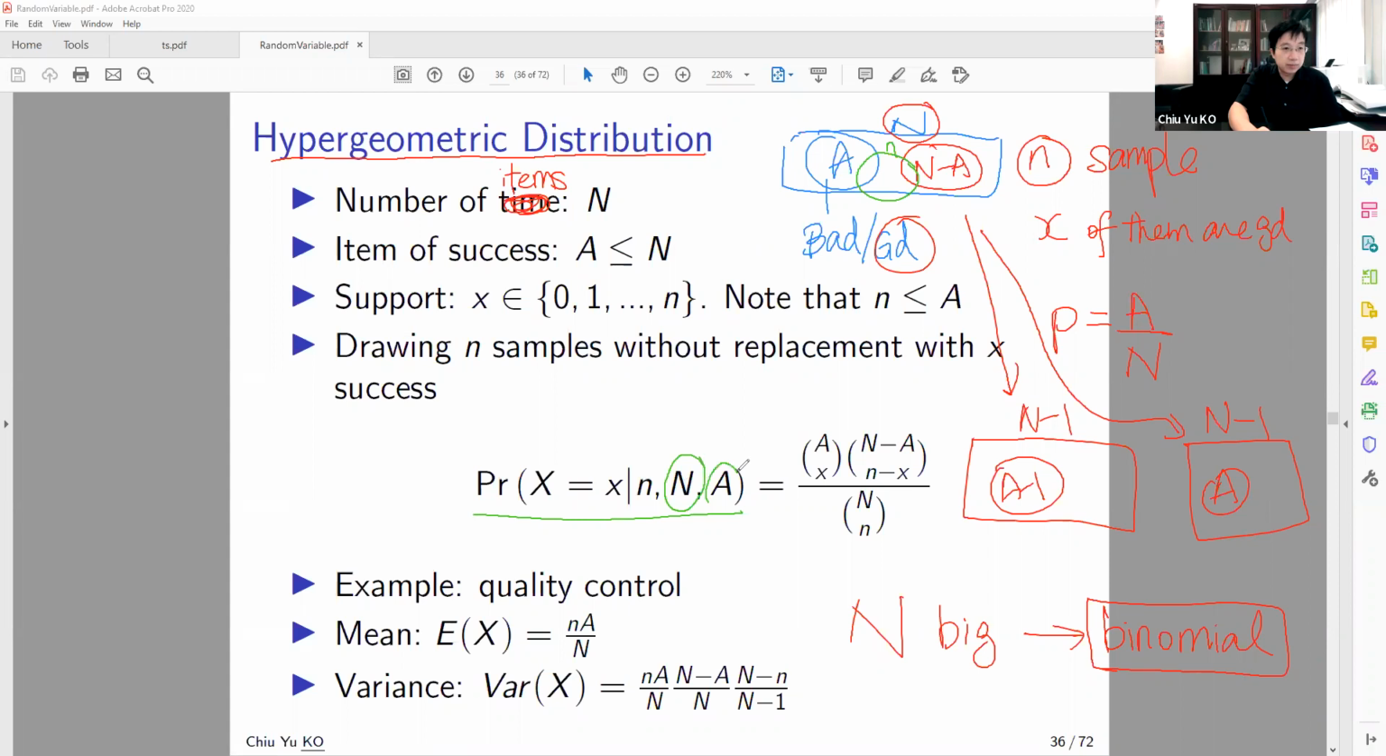A of them are all something we care about. Now we take a sample of n items without replacement. What is the probability X of them belong to these A objects? Is that clear what we are doing? Can you type OK? Because this is very important.